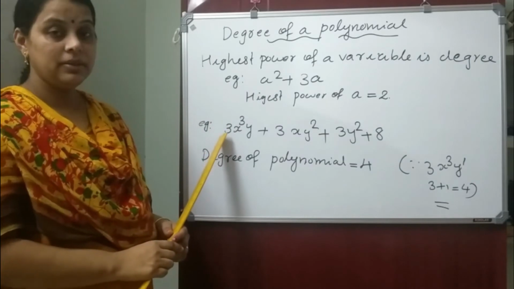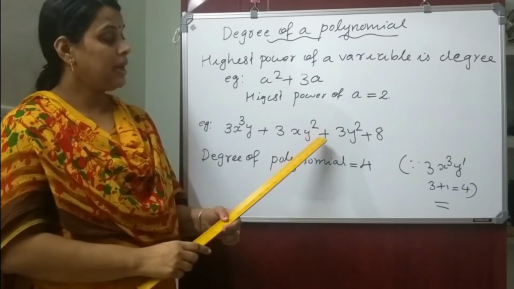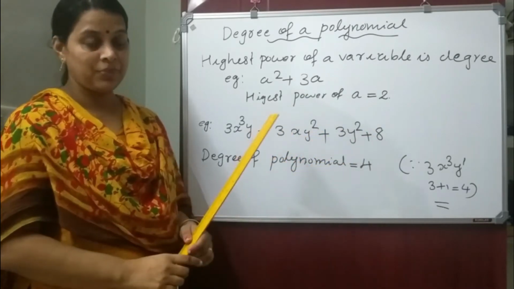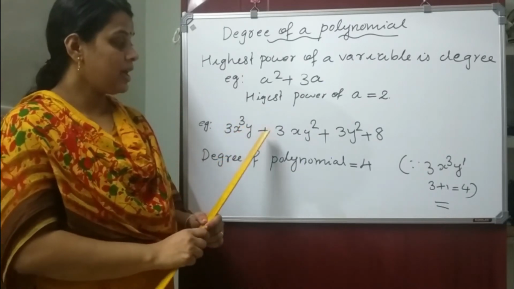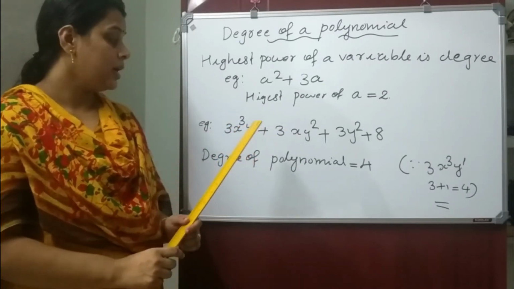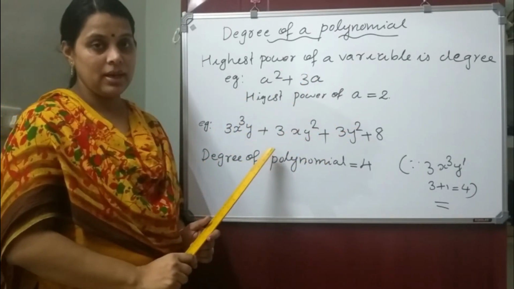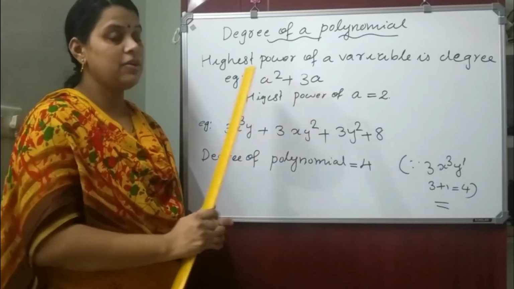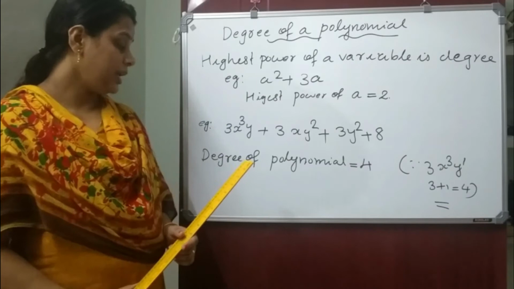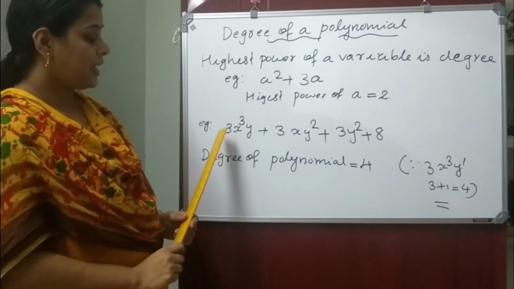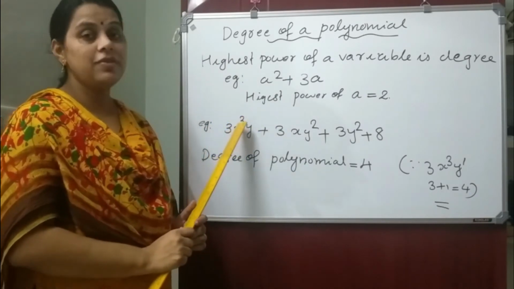See this example: 3x cube y plus 3xy square plus 3y square plus 8. It contains more than one variable. x and y are the variables. So how to find the degree of a polynomial like this, an expression containing more than one variable? We need to find the degree of each term by adding the powers of the variables.